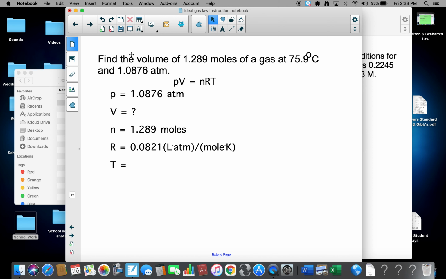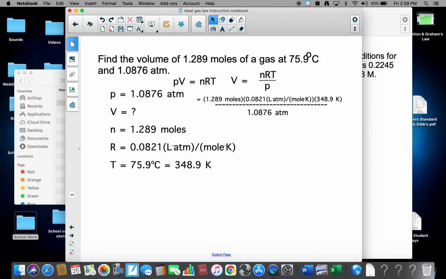So we're going to use this constant. And temperature is 75.9 degrees Celsius, and we don't want Celsius. We never want Celsius, so we want Kelvin. So we add 273, and we get 348.9 Kelvin. All right, so we're solving for V. We've got V multiplied by P, so we're going to move P to the opposite side, dividing both sides by P. So V is equal to nRT divided by P.